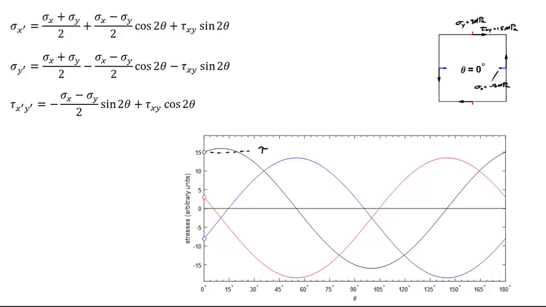Here's a graph for this state of stress. We've got the shear stress at theta equals 0 equal to 15. We've got sigma y equal to 3, and sigma x equal to negative 8 megapascal. And some things we observed mathematically is that at 90 degrees, sigma x prime is equal to sigma y, and sigma y prime is equal to sigma x. And the value of tau x prime y prime is equal to negative tau xy, in this case negative 15. At 180 degrees, we found that tau xy, sigma y, and sigma x are equivalent to the original values.